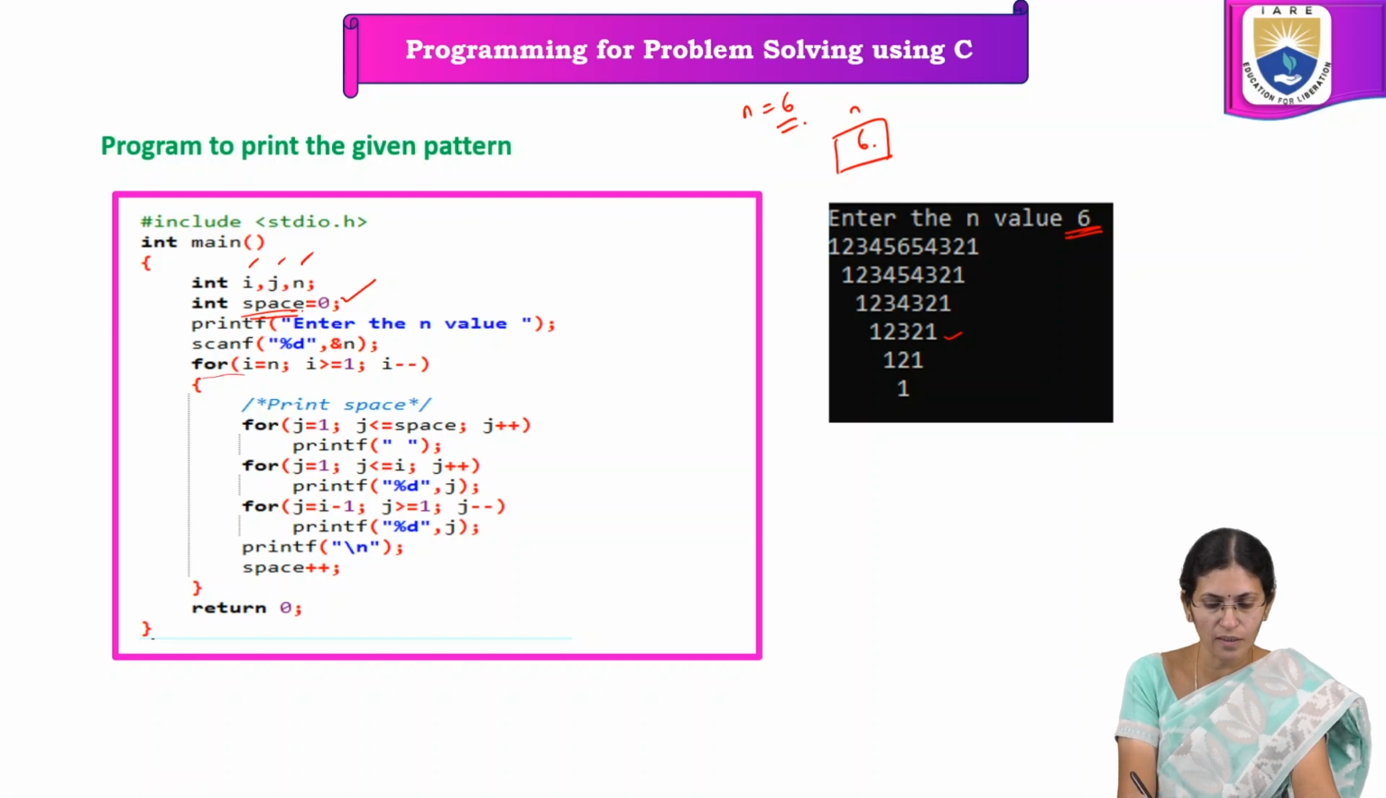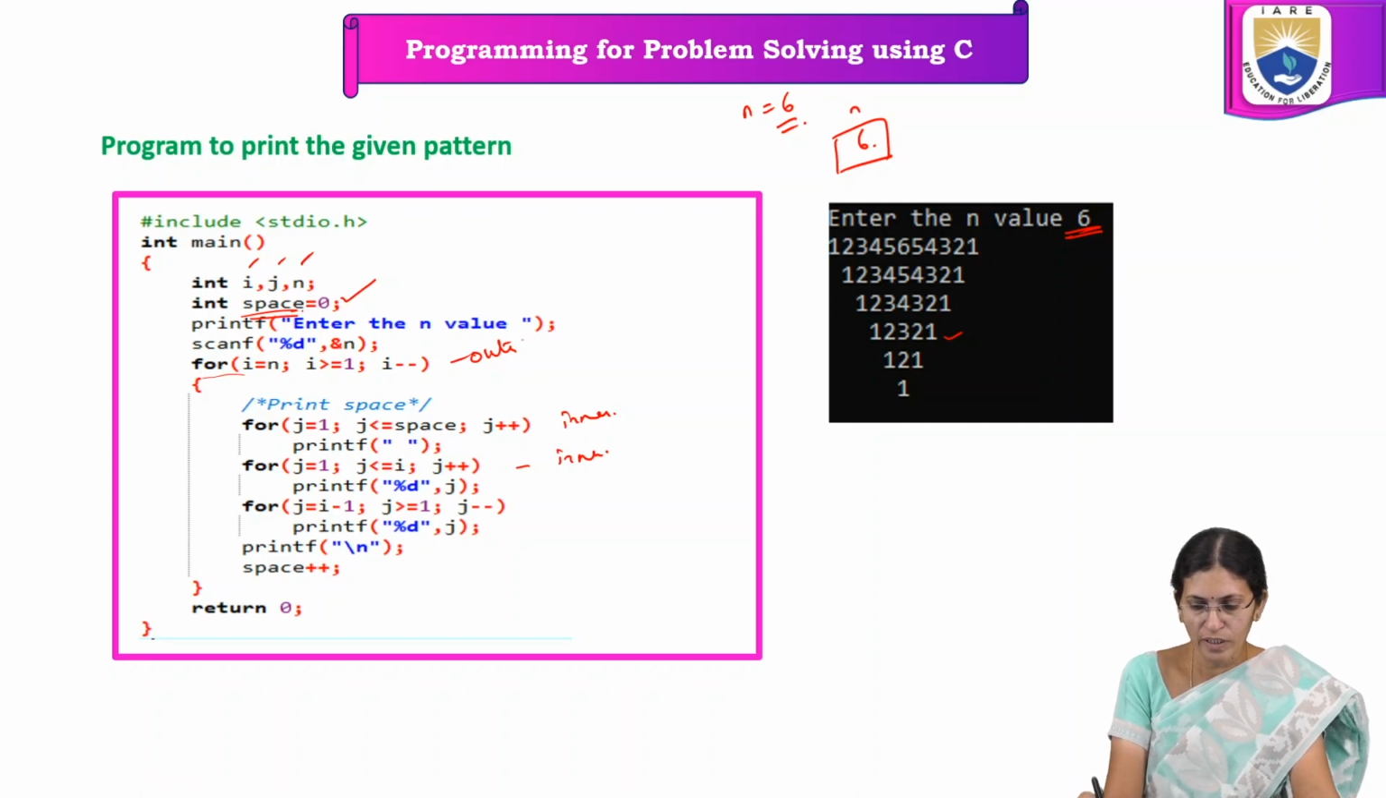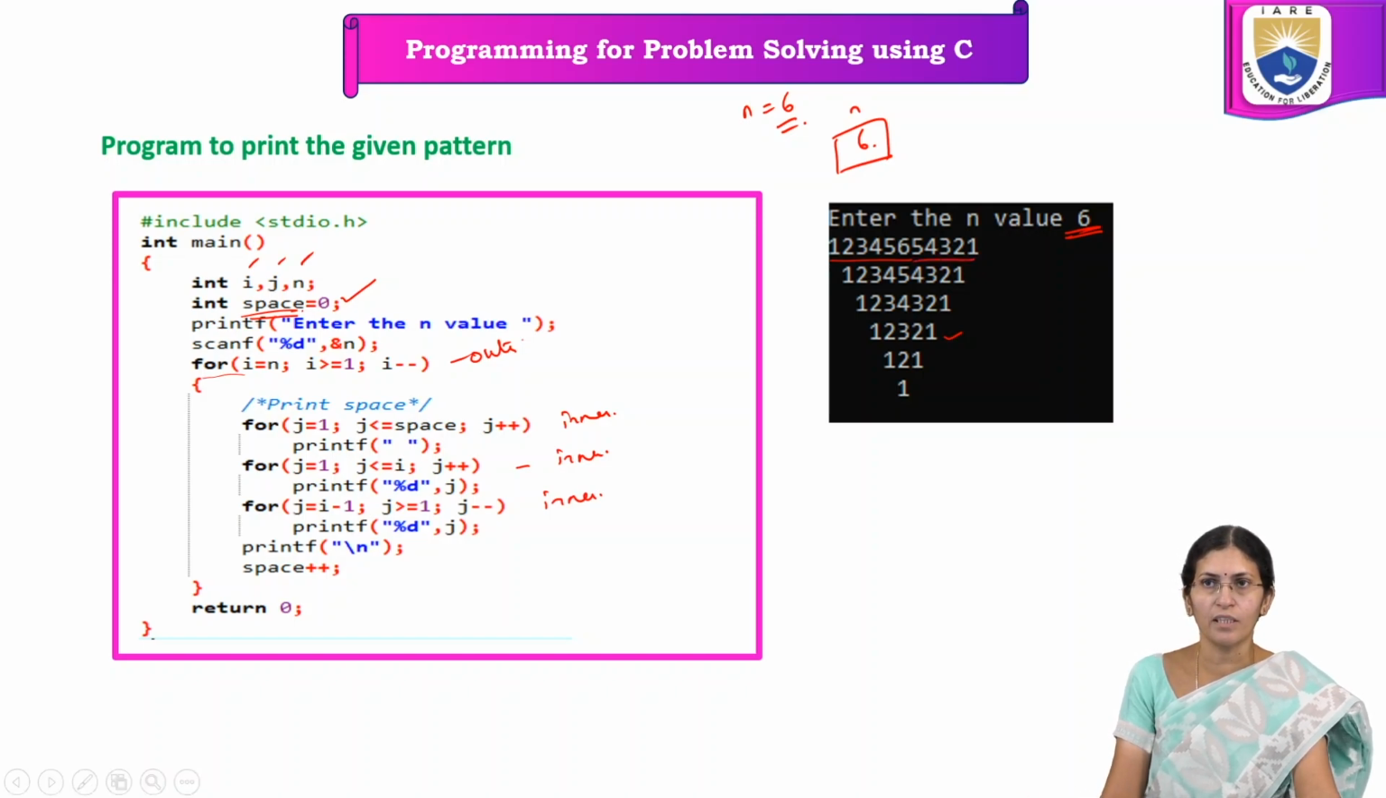Now next, this is the outer for loop and this is the inner for loop. This for loop is used to introduce the spaces, this for loop is used to print the numbers in ascending order, and this inner for loop is used to print the numbers in descending order. This printf statement moves the cursor to the next line. Inside the for loop we have only one statement, therefore we have not used any curly braces here.